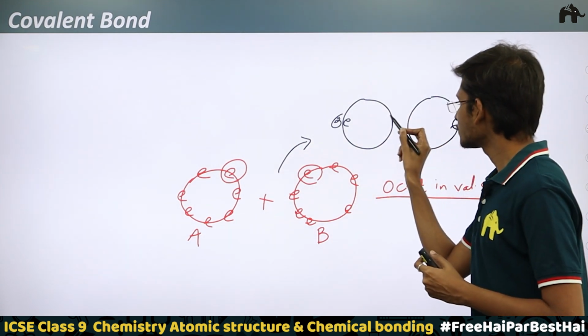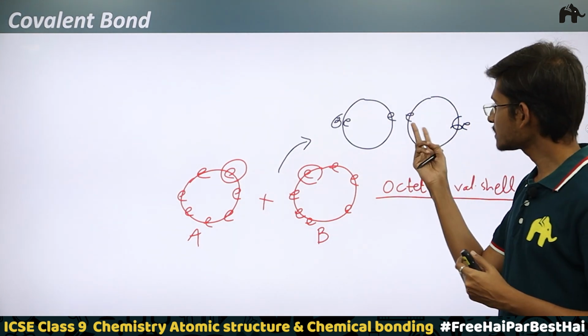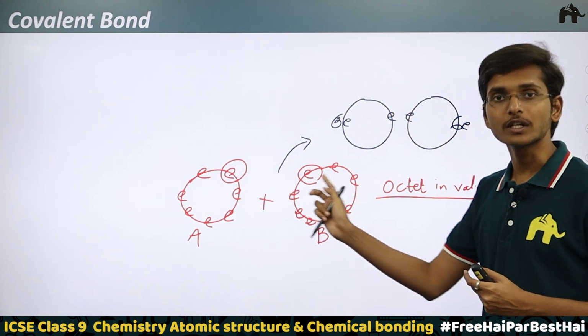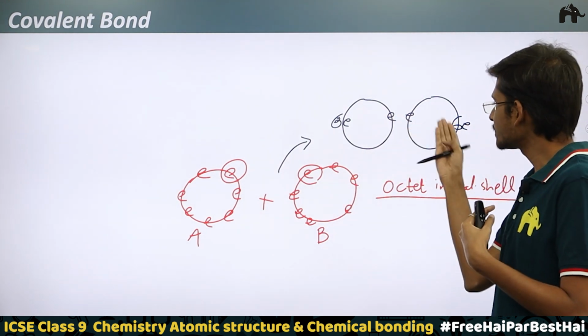Now there is 1 electron here and 1 electron here, one from each atom. They are saying that we are going to share this 1 electron. This atom is going to share this 1 electron of its own with the other atom.